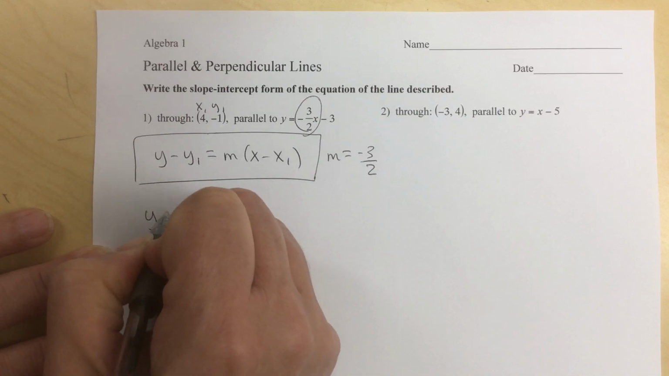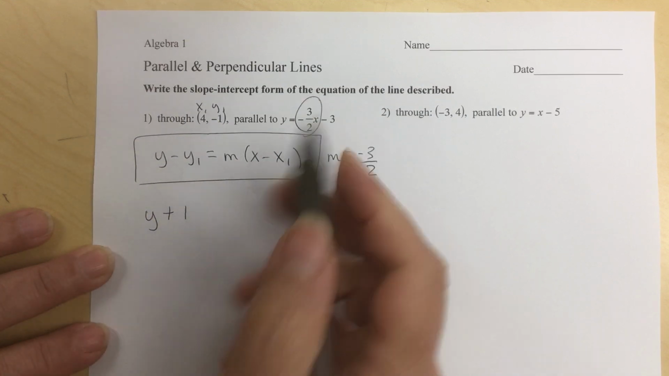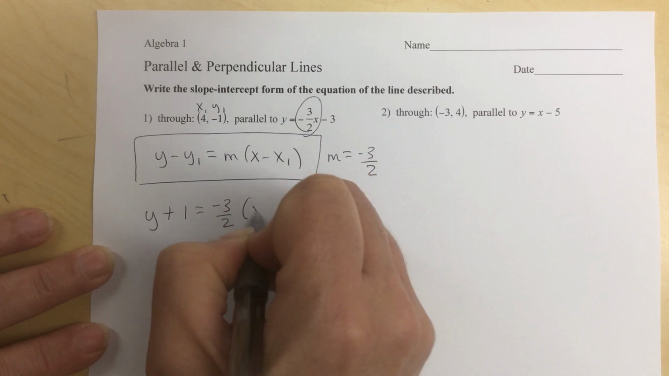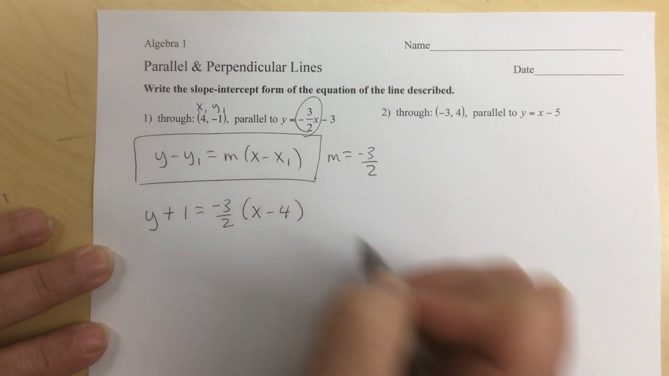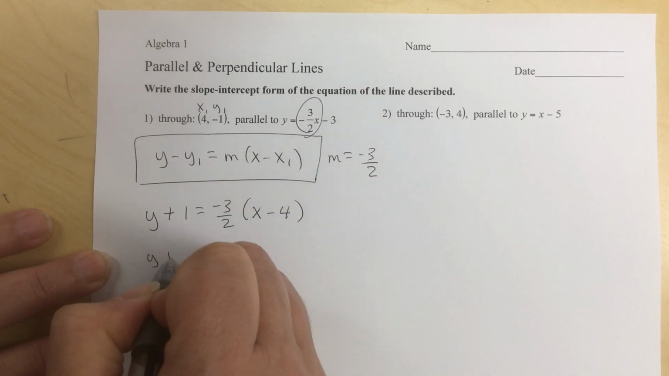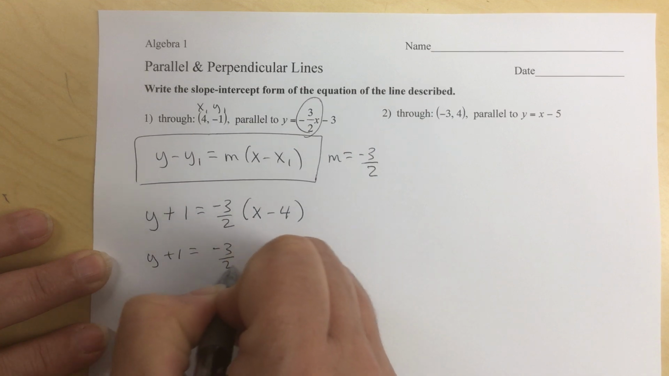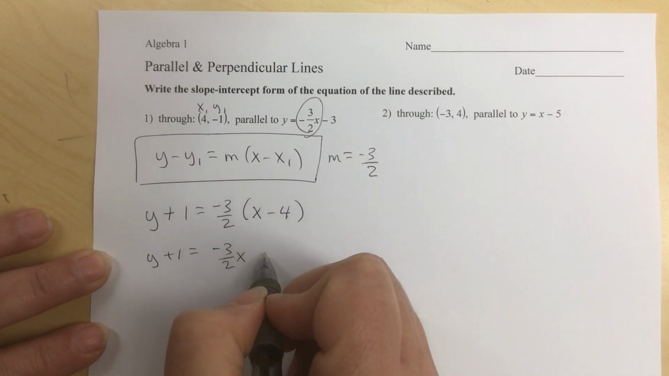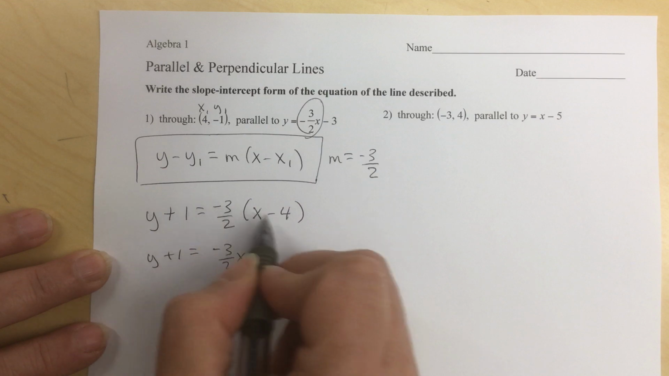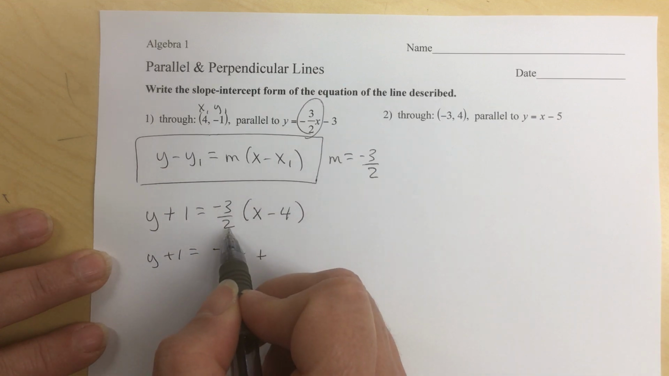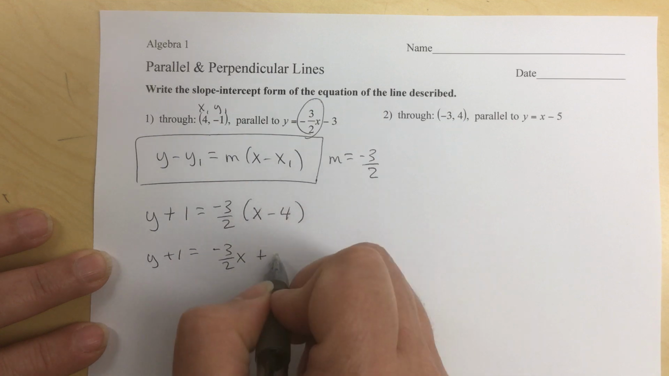So y minus a -1 is y plus 1. Then my m is -3/2. And then x minus x1, which is 4. So y plus 1 stays the same. Then I distribute through there. So -3/2 x. Then normally I would bring down my minus, but I have a negative out here, so it changes to plus. Then 4 divided by 2 is 2, and that answer times 3 is 6.